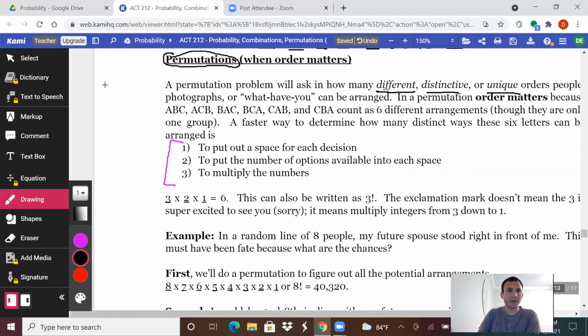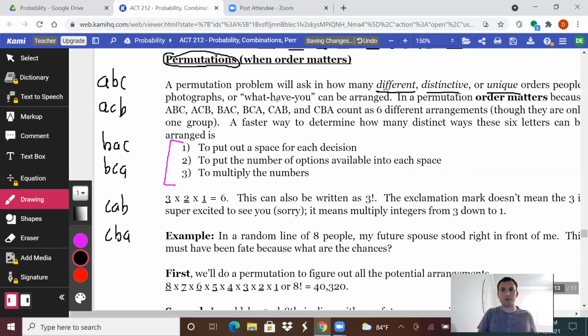What do I mean by that? I mean, with 3 friends, they could be A, B, C. That could be one order. They could be A, C, B. They could be B, A, C. They could be B, C, A. Or we could line them up C, A, B, or C, B, A. So although it's only one group, there are 6 different, distinct, or unique ways we're able to arrange these friends.